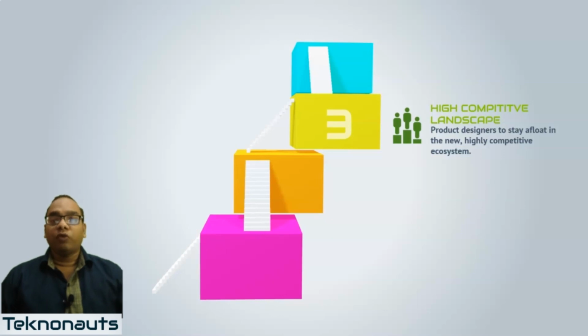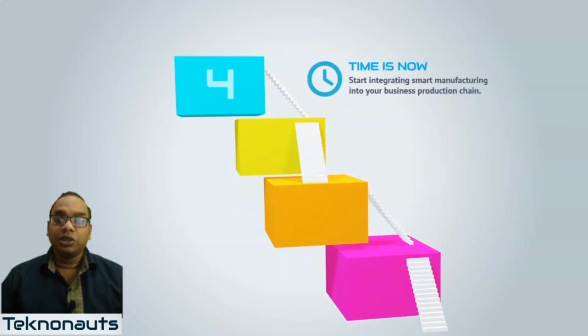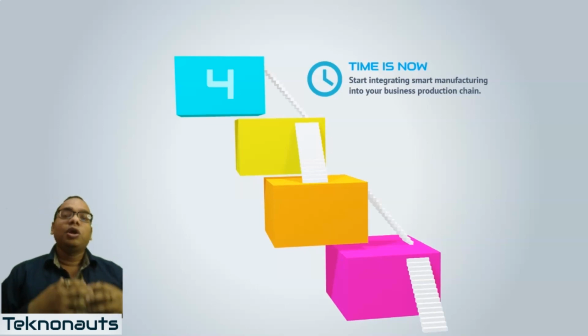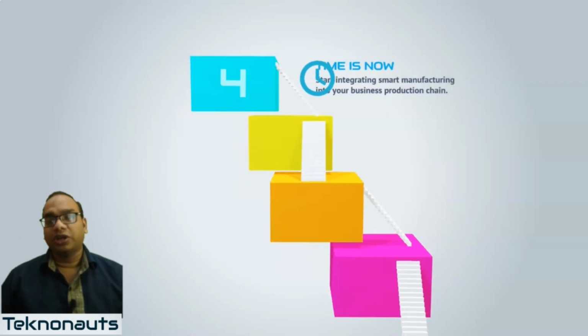Coming to the fourth point, which is time is now. People ask when they have to start using these technologies. The thing is, time is now, because the revolution has already taken place and we are into it. So start integrating your smart manufacturing with the latest technology, whether it is blockchain or IoT, impacting your business production. As soon as you introduce them, your operation and everything will be revamped. So people have to be on their toes. Time is now, start investing your time.